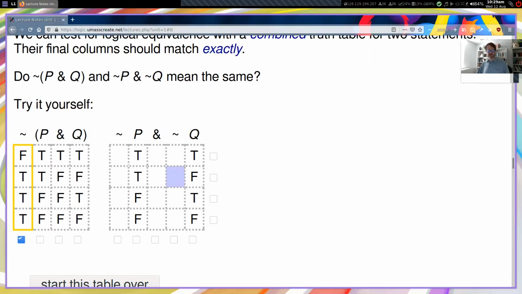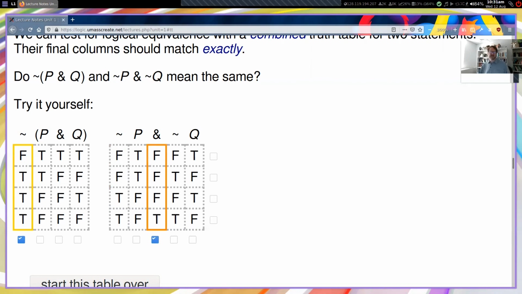Now I can fill in the table for this other statement, but here, since there are no parentheses, I do the nots first. So this was true, true, false, false. Now it's going to be false, false, true, true. Now it's going to be over here for the not Q. It's false, true, false, true. Now these two columns I'm going to use to calculate the and. False and false is false. False and true is false. True and false is false. True and true is true.